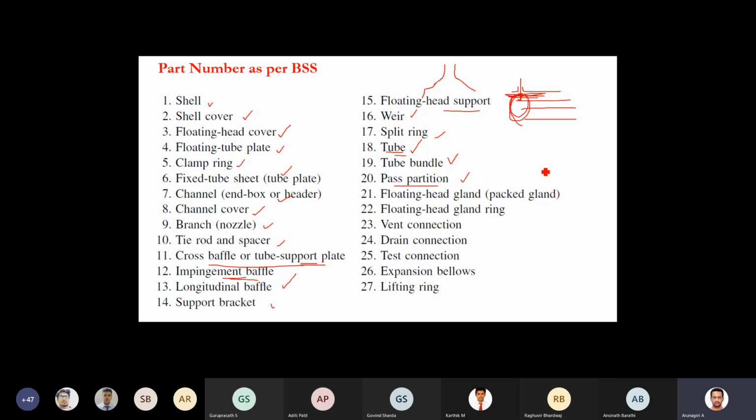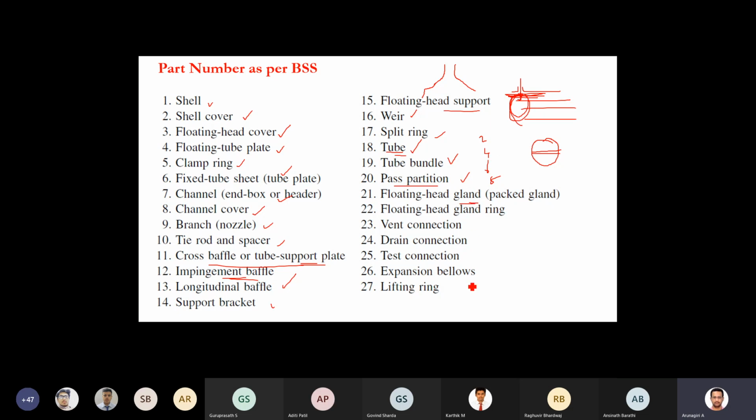You need a pass partition plate. So if this is your shell, you have to provide the pass partition plate. Different passes, no? 1, 2 pass, 4 pass, 6 pass, 8 pass. Okay, like that.